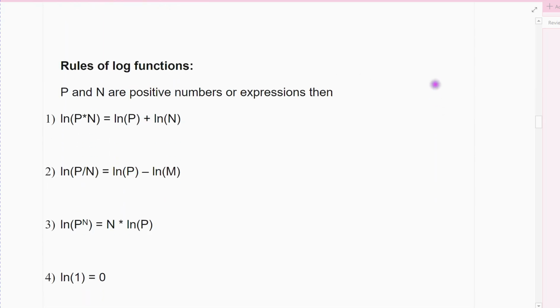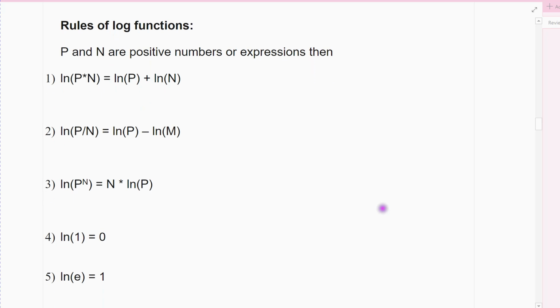All right, the rules or properties of logarithms. So if n and p are positive, right, I can only put positive numbers in, or expressions. An expression would mean it'd be something like x plus 2, an algebraic expression.